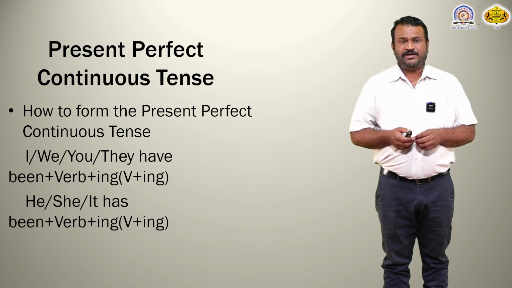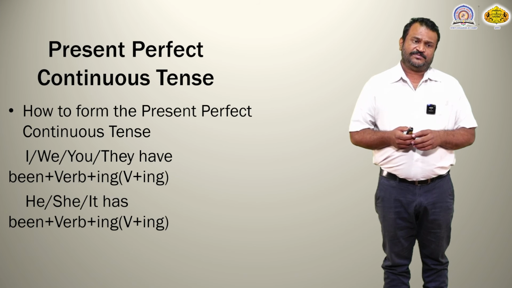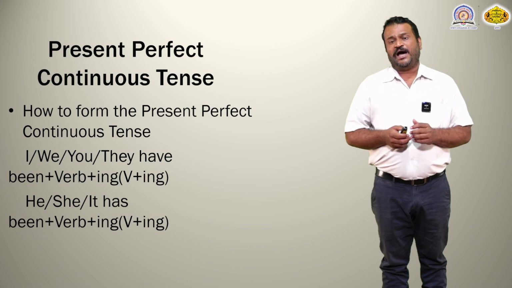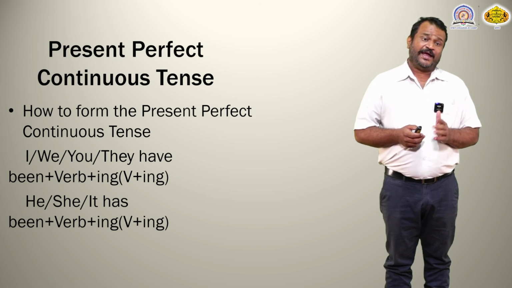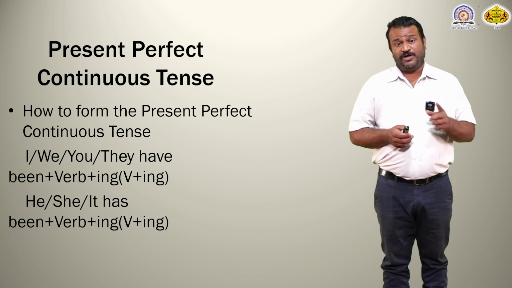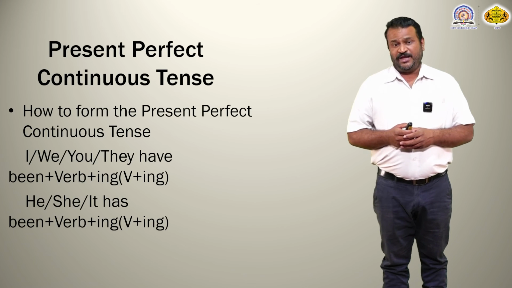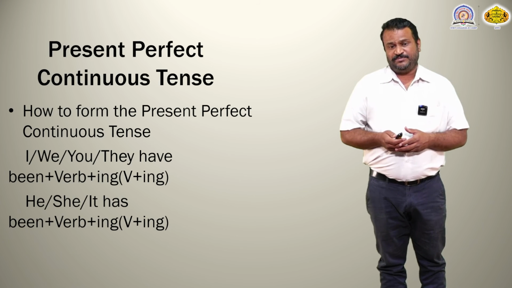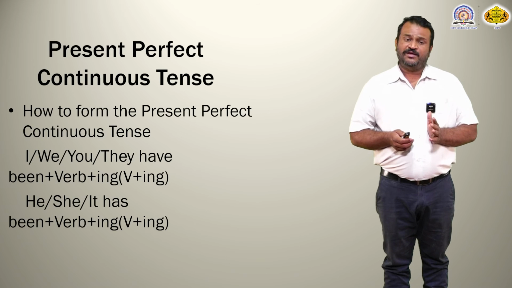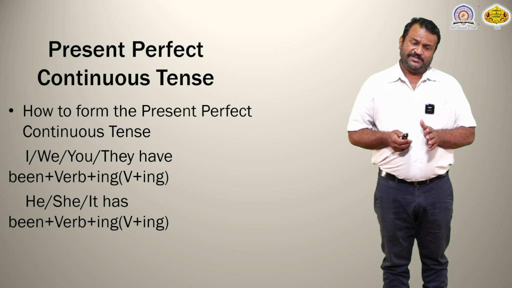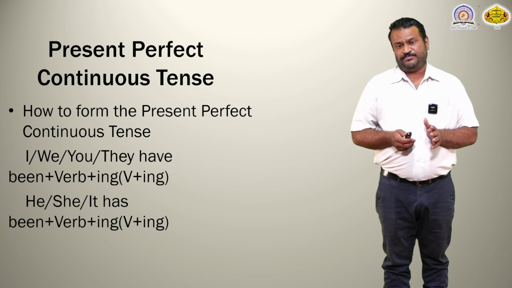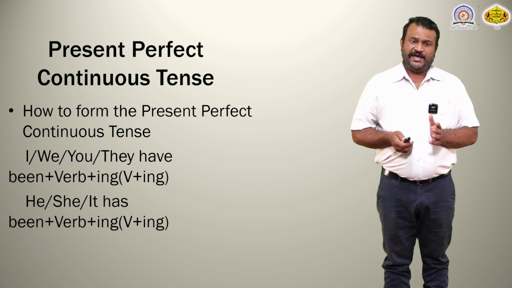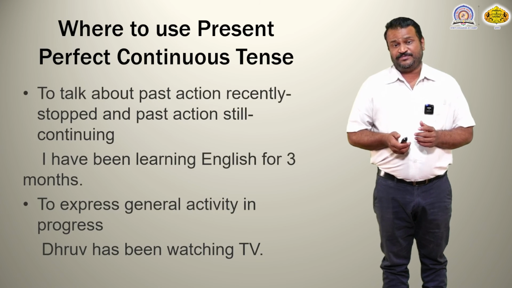Next comes present perfect continuous tense. How is this tense formed? I, we, you, they: have plus been plus verb plus ing. Have been plus verb ing. For he, she, it, the third person singular, we use has been. Instead of have, we use has. Has been plus verb plus ing.